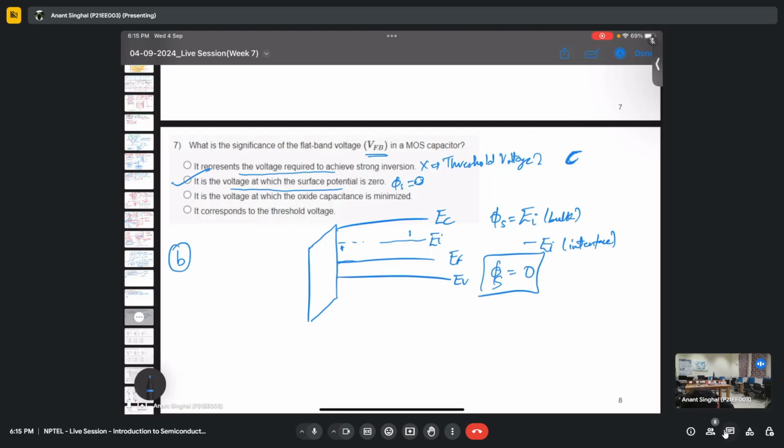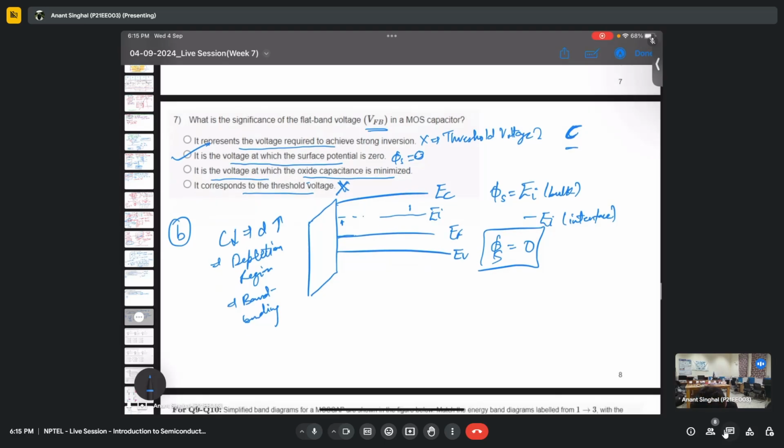Then option C: it is the voltage at which the oxide capacitance is minimized. The capacitance will be minimized when we have the maximum depletion width. That means we are in the depletion region. At depletion region we have band bending. We do not associate flat band with the band bending. So C is not correct. Does it make sense? Whosoever has said C? Okay, sir. And option D: it corresponds to the threshold voltage. So this is also wrong. Threshold voltage is when we are in the strong inversion or when the inversion is achieved.